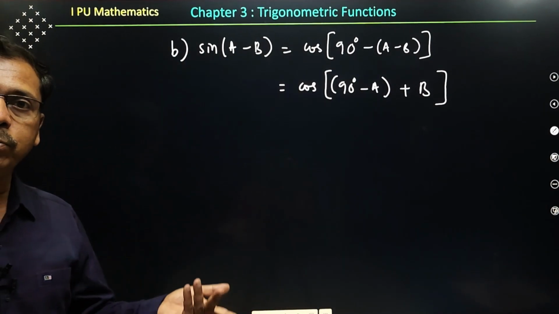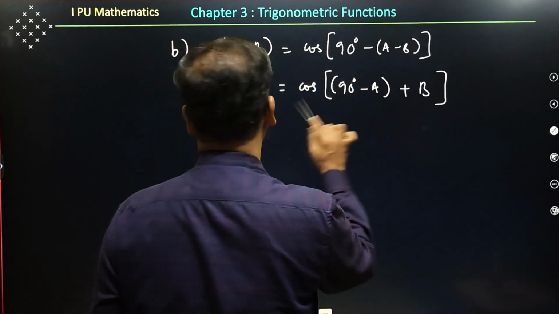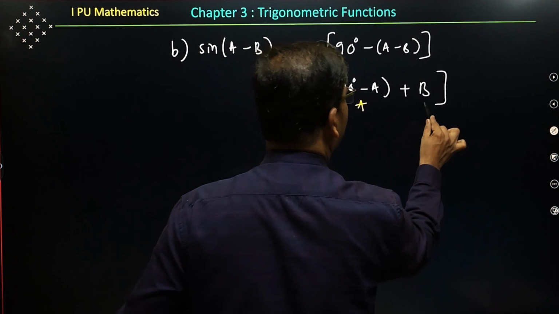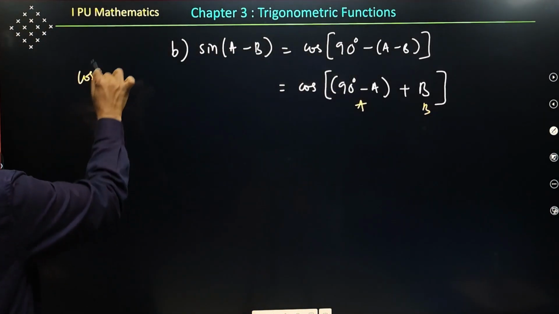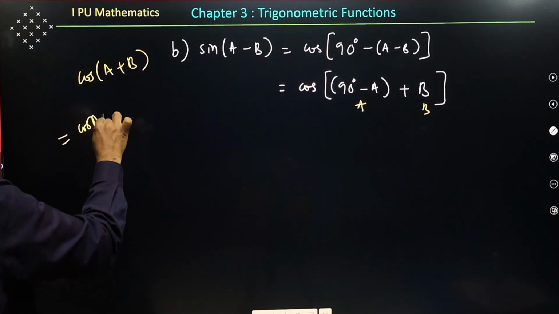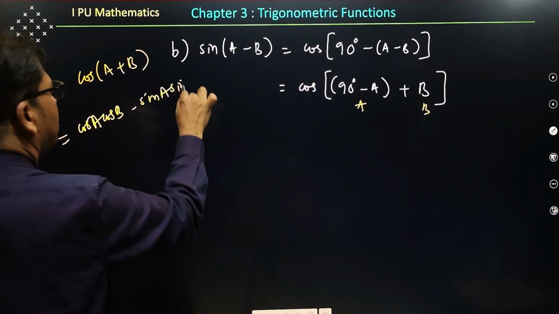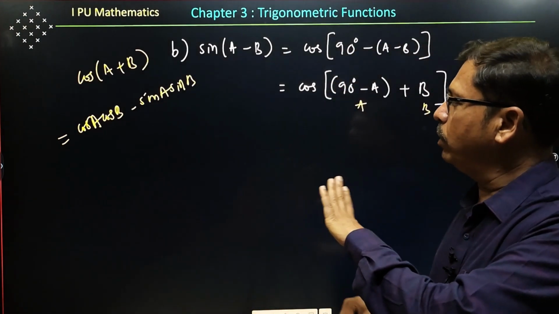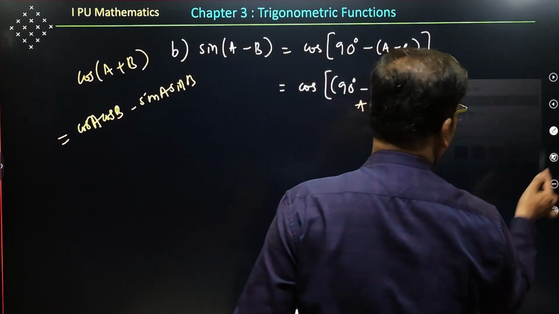We are bound to use the result cos of a plus b. As a whole, you have to take this one as a, and this one you take as b. Cos of a plus b equal to, what is the result we have just proved? Cos of a plus b equal to cos a cos b minus sin a sin b. Cos a cos b minus sin a sin b, we have just proved. That one you have to use here. See, as a result what happens?